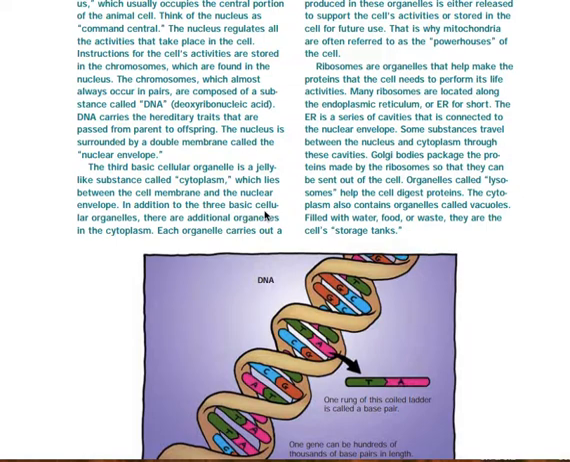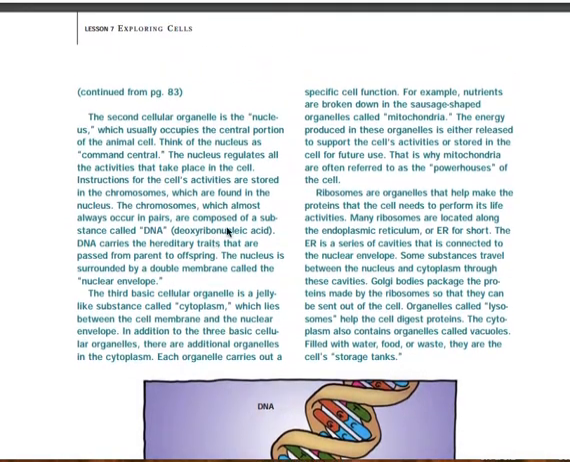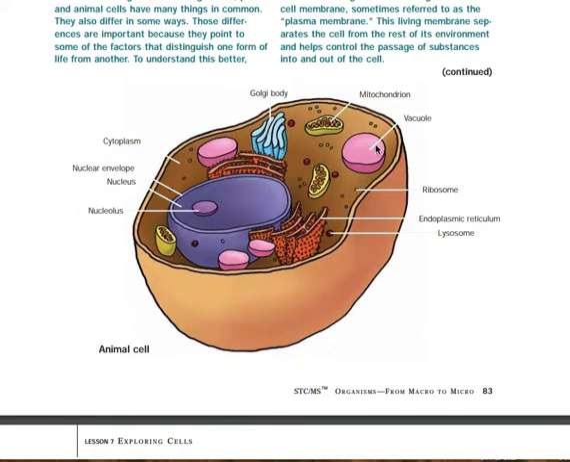In addition to the three basic cellular organelles, there are additional organelles in the cytoplasm. Each organelle carries out a specific cell function. For example, nutrients are broken down in the sausage-shaped organelles called mitochondria. The energy produced in these organelles is either released to support the cell's activities or stored in the cell for future use. This is why mitochondria are often referred to as the powerhouses of the cell. Here's a mitochondrion, because there's more than one.